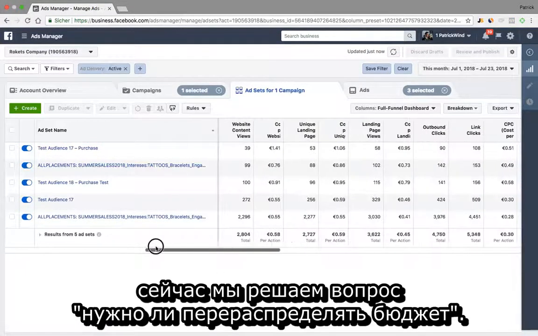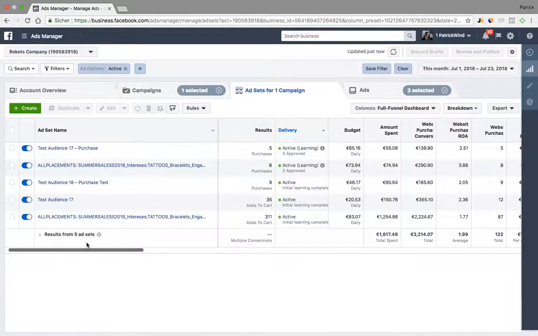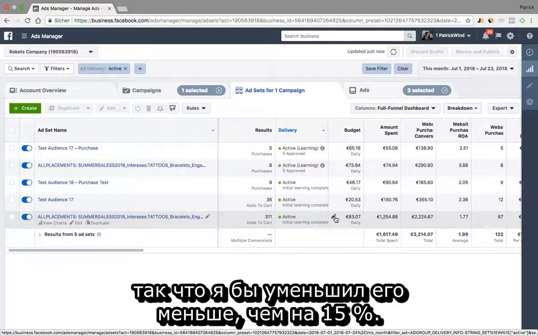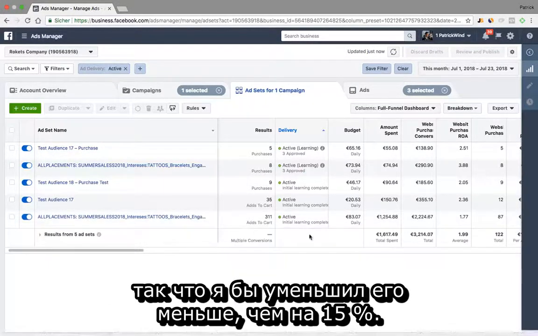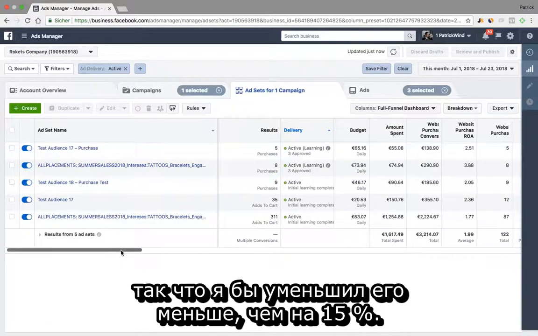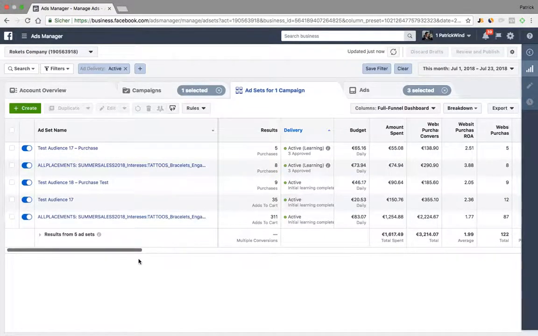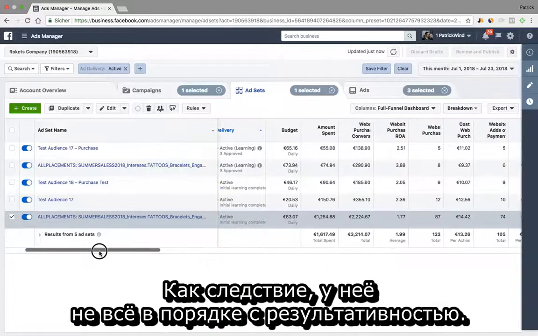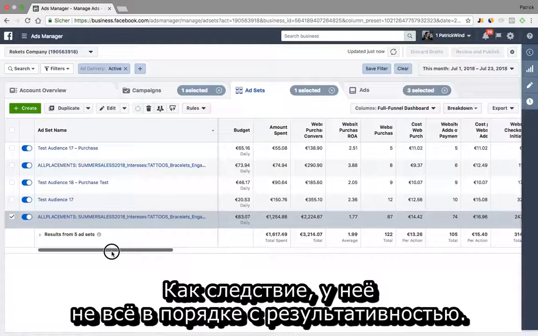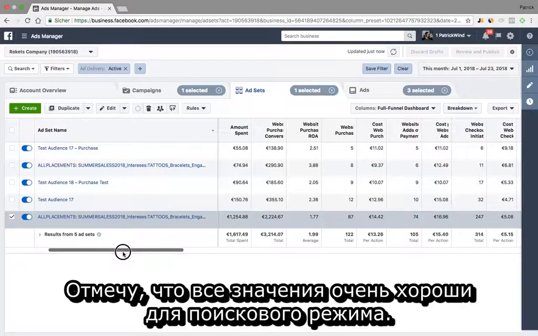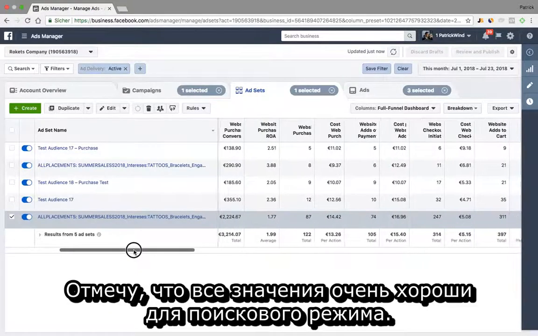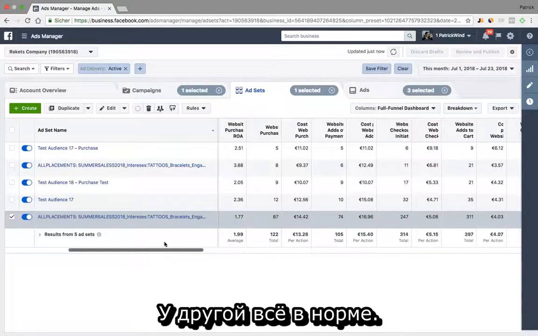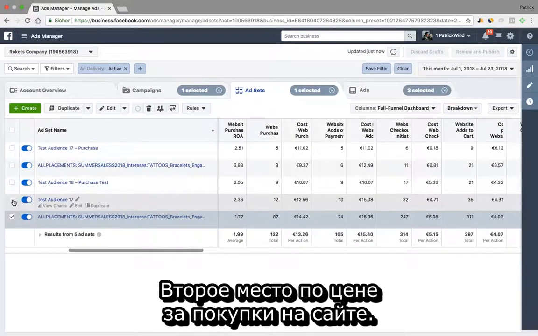And now the question is, should we reallocate some budget? Well, yes. What I would do is, I think this has too much budget, so I would reduce this budget by less than 15%. And let's see if we have also another ad set that is overspending, and therefore has no good results. I mean, they're all pretty good for being prospecting, right? So all the others are okay. The second highest cost per website purchase is this one.